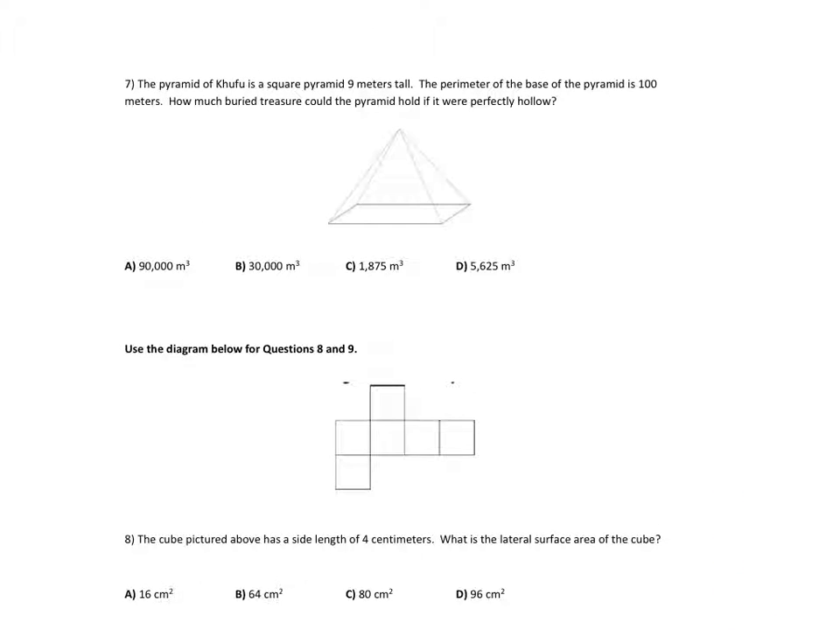Oops. Number 7: the pyramid of Khufu is a square pyramid, 9 meters tall. So the height right here is 9 meters. The perimeter of the base is 100. So that means every side adds up to 100. So if you divide that by 4, you get each side is 25. How much buried treasure could the pyramid hold if it was perfectly hollow?